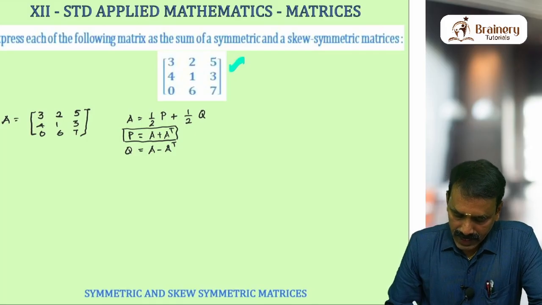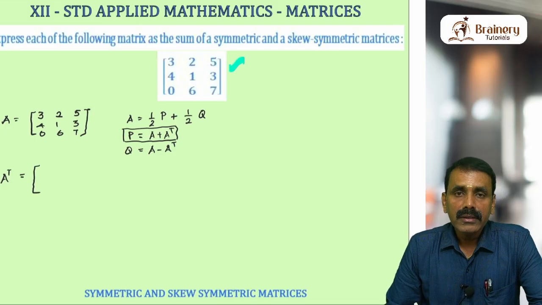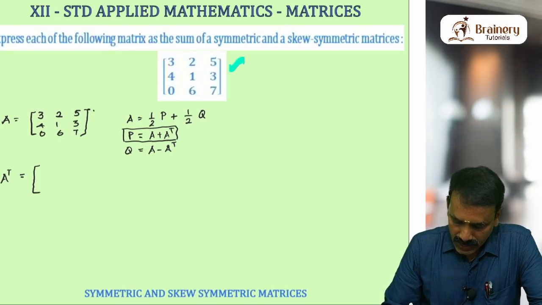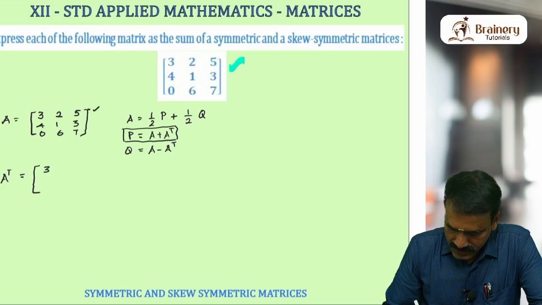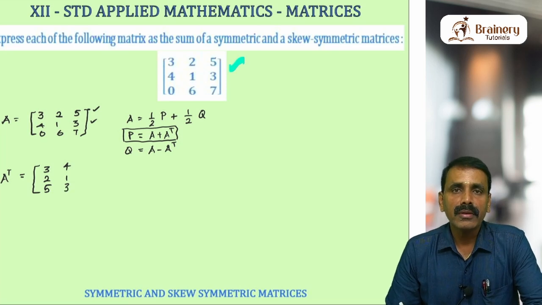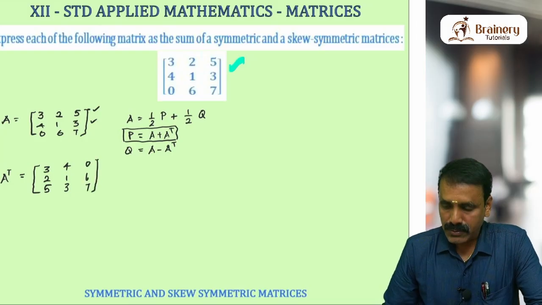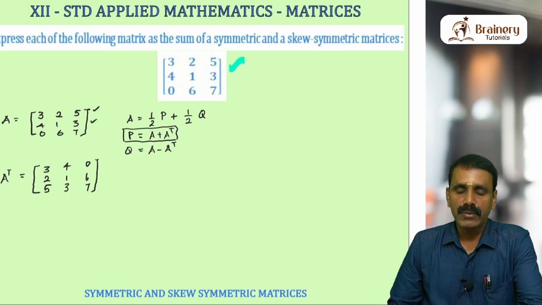So already we have written A. I am going to write what is A transpose. How to write A transpose? Write the row element as column element. First row element 3, 2, 5 is written as first column, 3, 2, 5. Second row 4, 1, 3 is written in second column, 4, 1, 3. So row is changed to column. Then 0, 6, 7. So I found out A transpose.